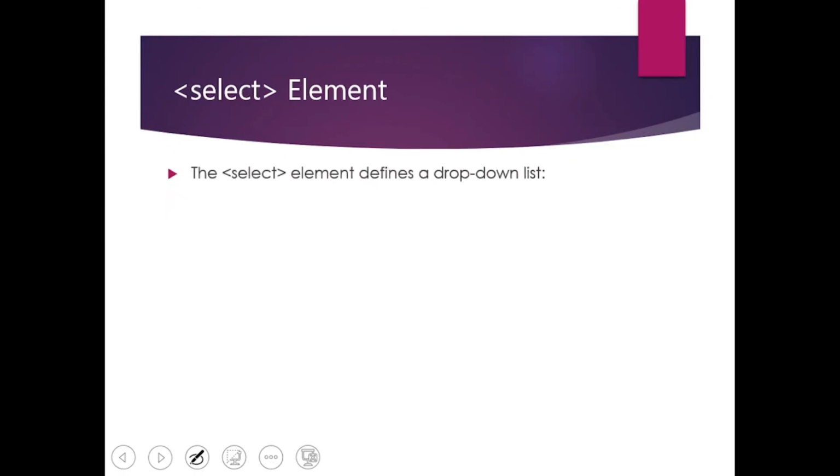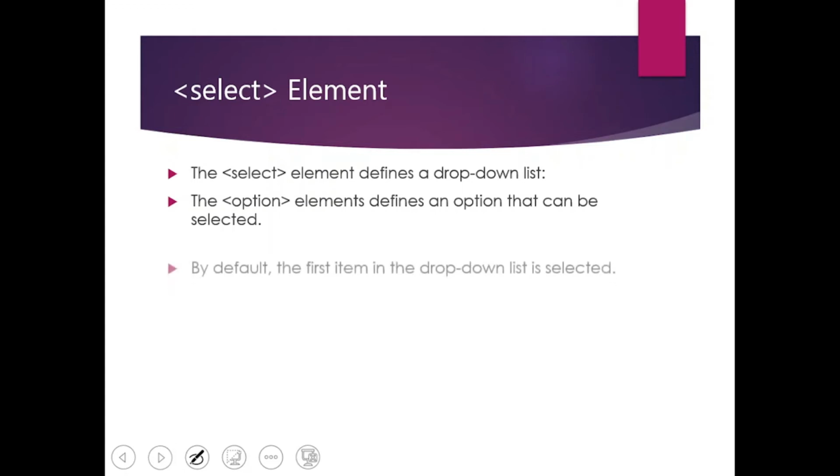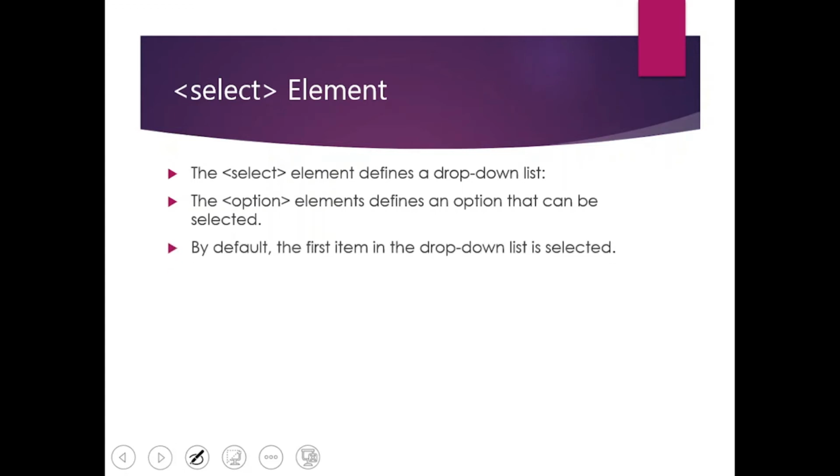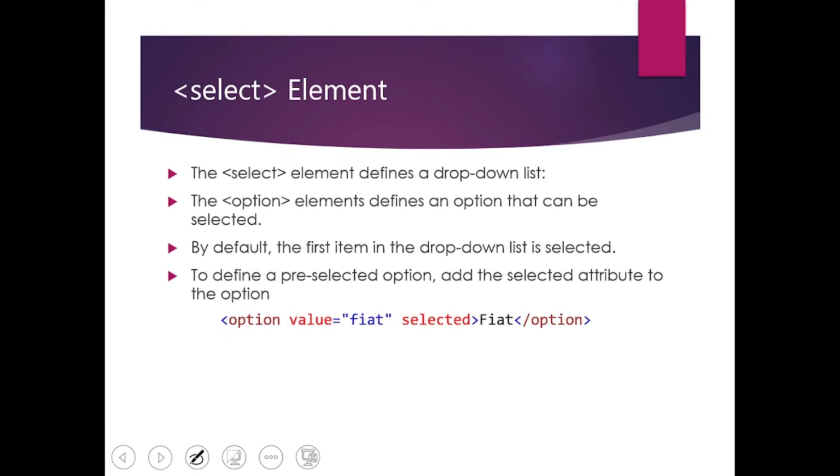This is the select element. The select element defines a drop-down list. As I already showed you, the select element defines a drop-down list. The option element defines an option that can be selected. By default, the first item in the drop-down list is selected. To define a pre-selected option, add the selected attribute to the option. So we write it as option value, whatever the value selected is, fiat option.